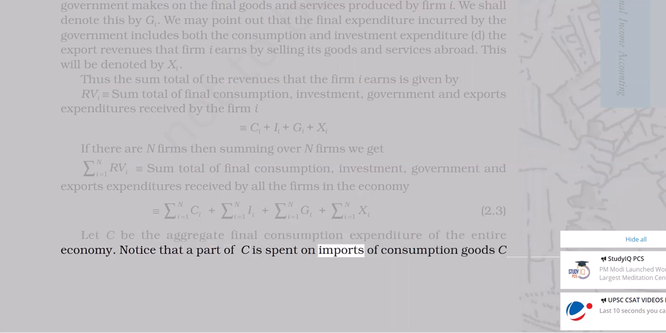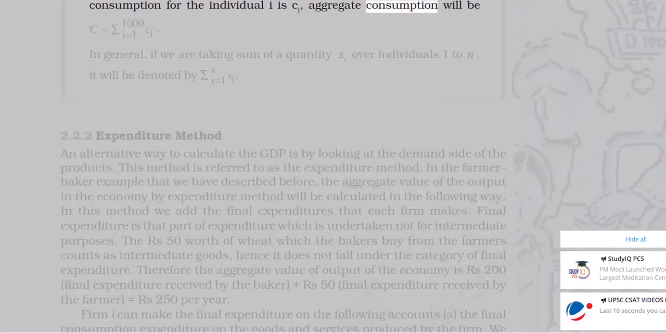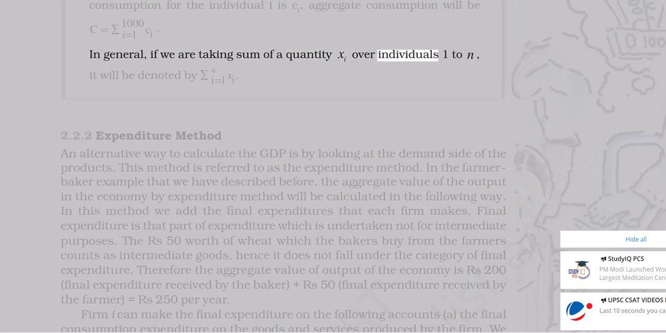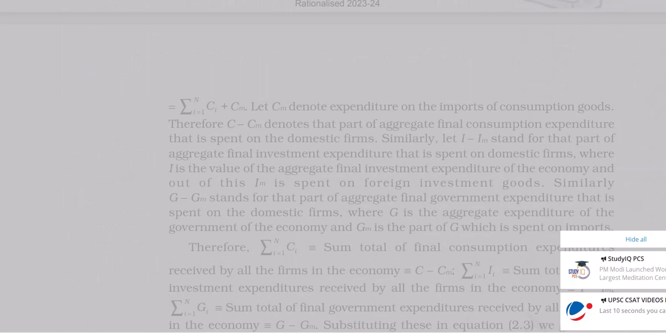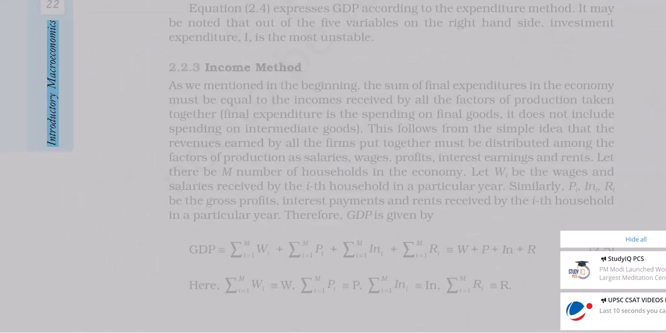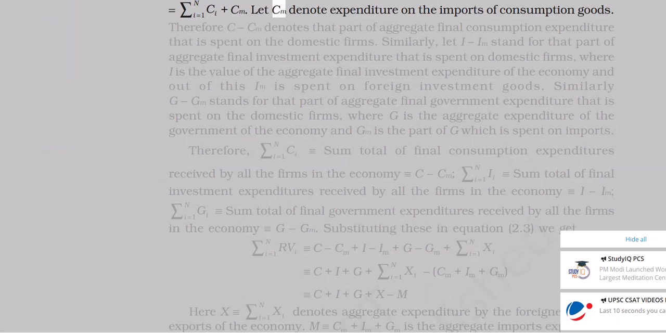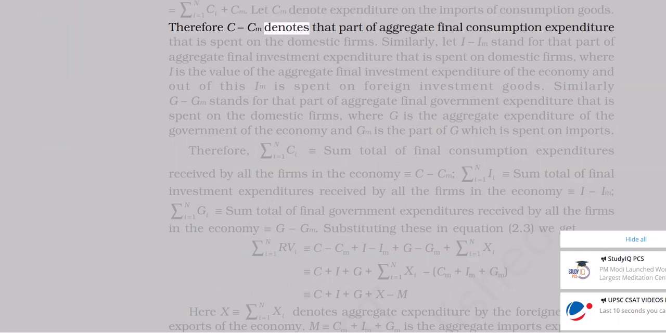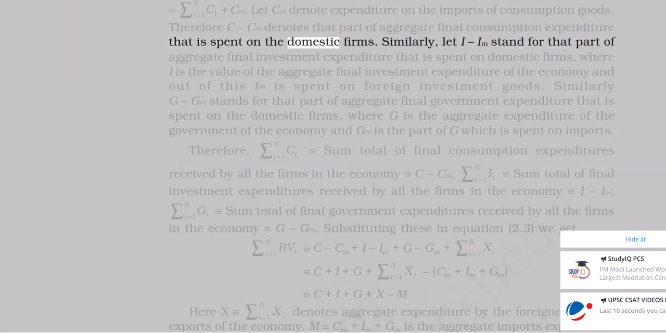Notice that a part of C is spent on imports of consumption goods. Consumption for the individual i is Ci. In general, if we are taking the sum of the quantity Xi over individuals 1 to n, it will be denoted by the sum from i equals 1 to n of Xi. So C equals the sum of Ci plus CM. Let CM denote expenditure on the imports of consumption goods. Therefore C minus CM denotes that part of aggregate final consumption expenditure that is spent on the domestic firms.